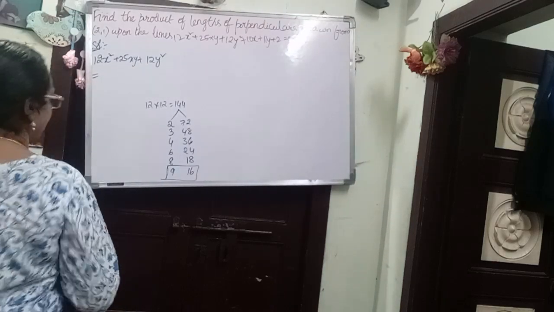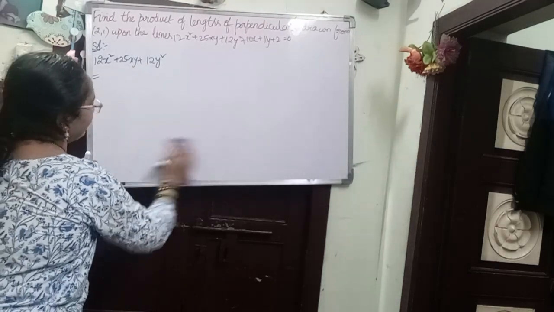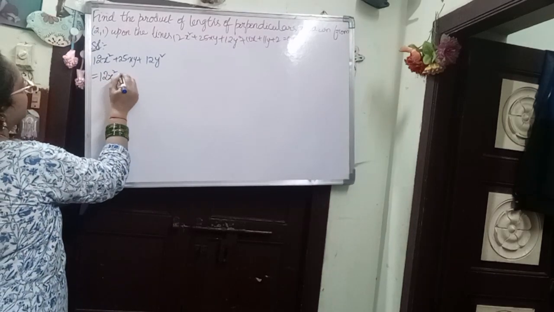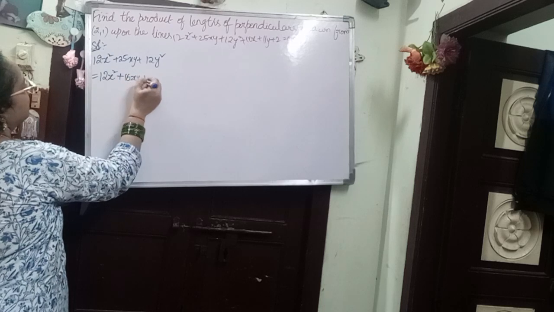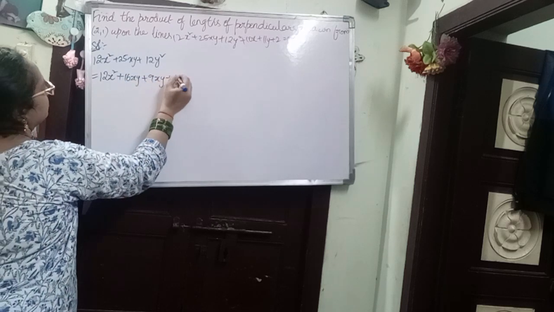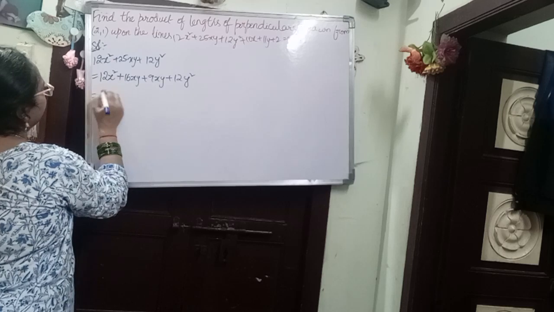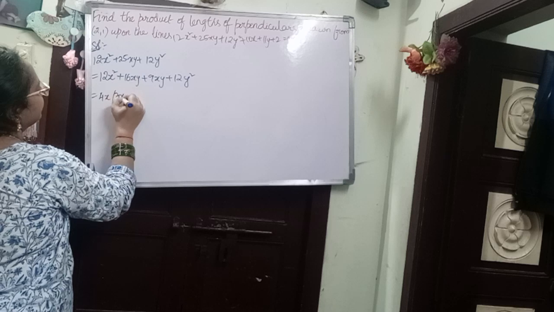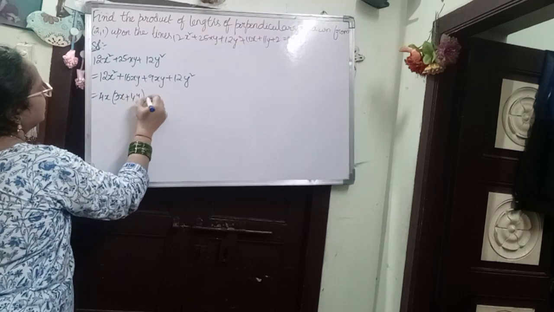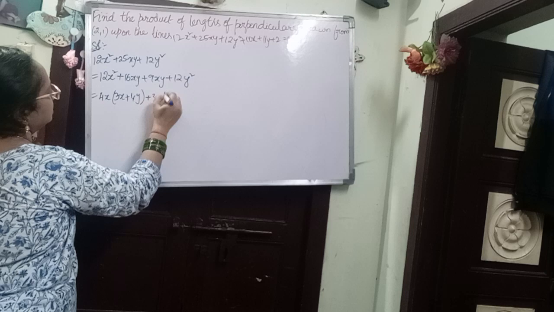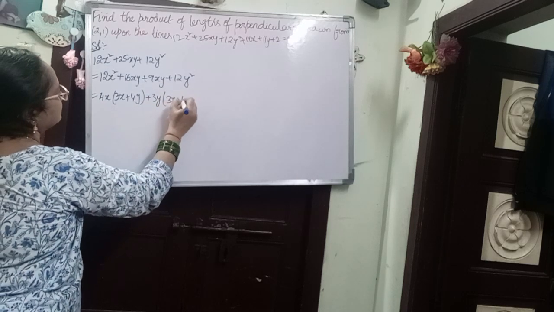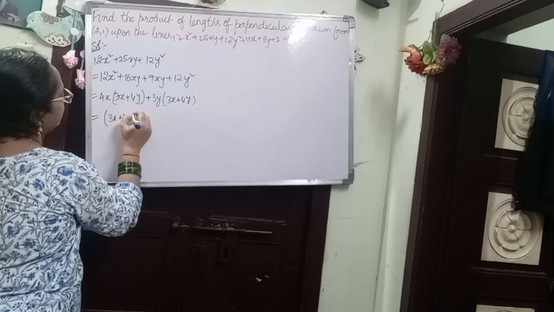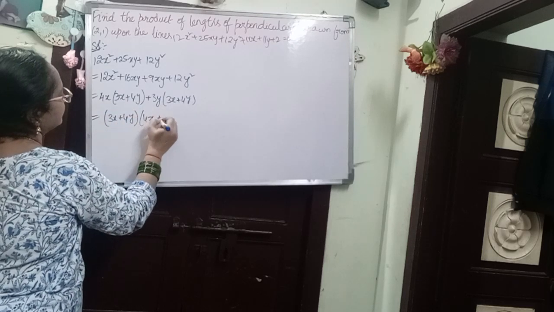So in that sense, I am taking here 9xy plus 16xy. So 12x square plus 16xy plus 9xy plus 12y square, which equals, in the first two take 4x common, here remains 3x plus 4y, and in the last two take 3y common, here 3x plus 4y remains. That equals 3x plus 4y into 4x plus 3y.